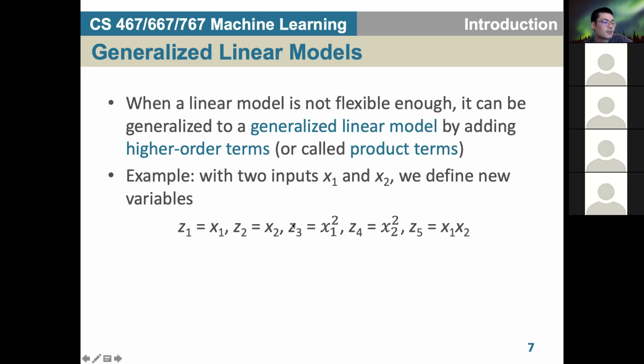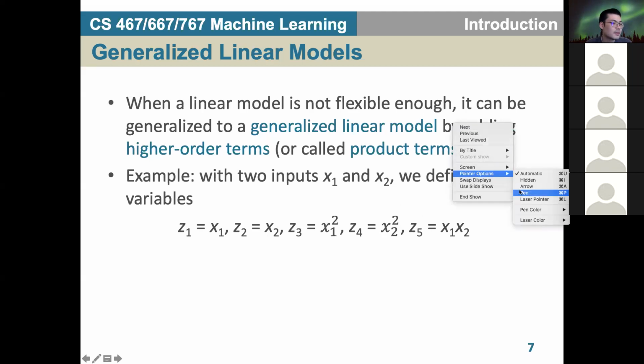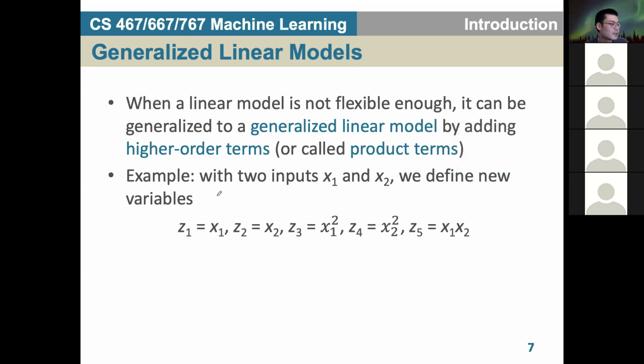So you have x1, x2, right? Basically these first 2 columns come together. Then we create a new table with 5 attributes, even though the last 3 can be computed from the first 2. But if we define a linear function over this, what we are saying is we can define something like W1 Z1 plus W2 Z2 plus up to W5 Z5. Then this function is very powerful, okay.